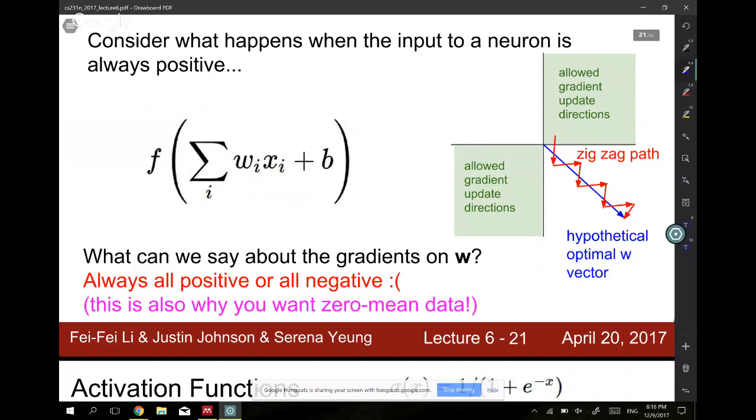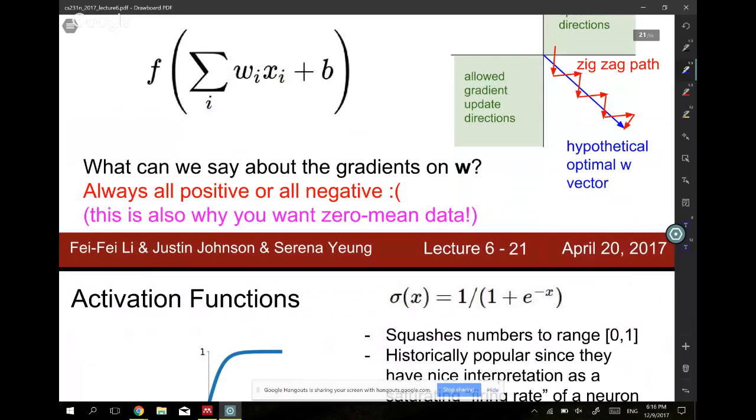Let's look at this example. Suppose W is two-dimensional. Since all the X are positive, the gradient on W can either be all positive or all negative, so the gradient updates can only be in two regions. Our optimal W is this blue arrow. Our gradient updates cannot go along this direction directly. Instead, we need to go through this zigzag path, which is very inefficient. So in general, we want our data to be zero-centered in order to avoid this problem.